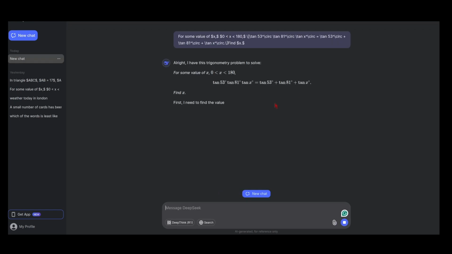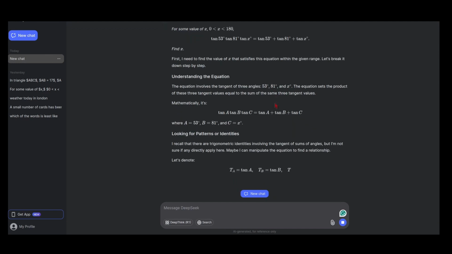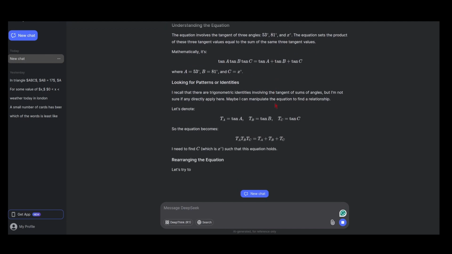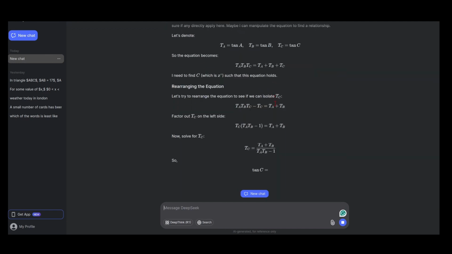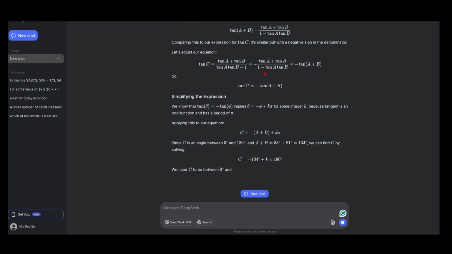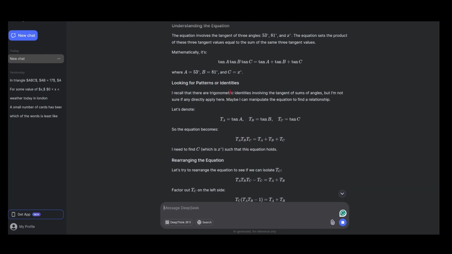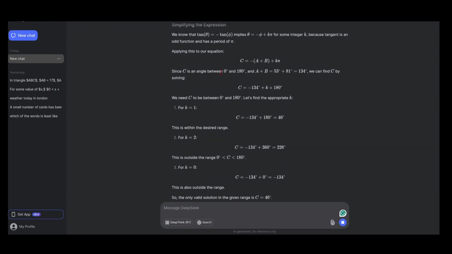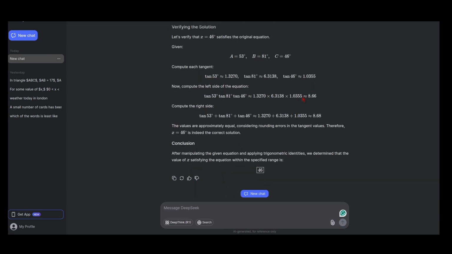All right, I have this trigonometry problem to solve, and it goes on looking for patterns or identities. So it doesn't give the outputs in step-by-step manner. It just walks us through its thought process, but the reasoning is much more elaborate and the explanation is much more elaborate. It's still going on, and in conclusion, we have 46. So both the models have got the right answer, which is 46.